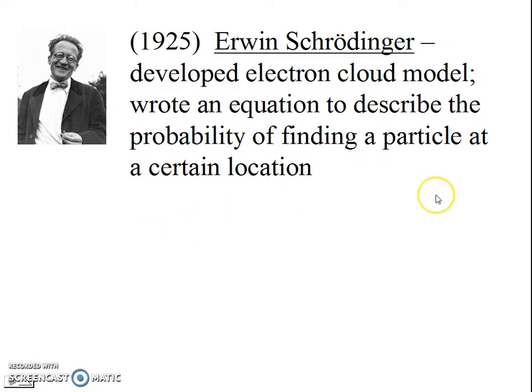He developed a new model called the Electron Cloud model. It's completely different from the most recent Bohr model of the atom. In describing it, he wrote an equation to help figure out the probability of locating a particle at any given moment in time in the atom, in this case, right?